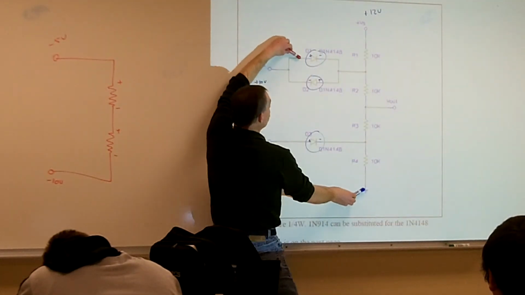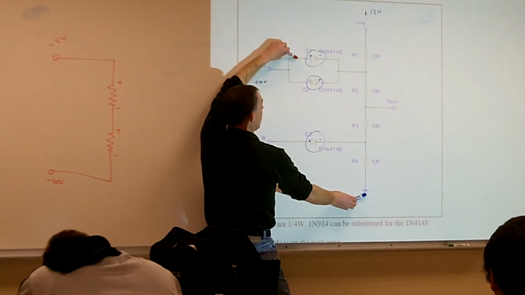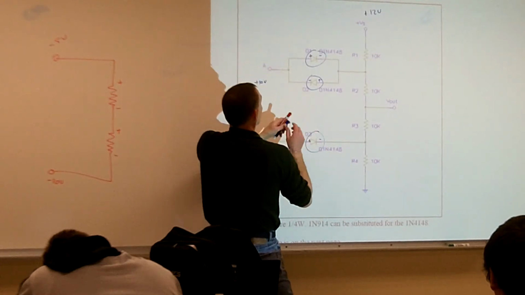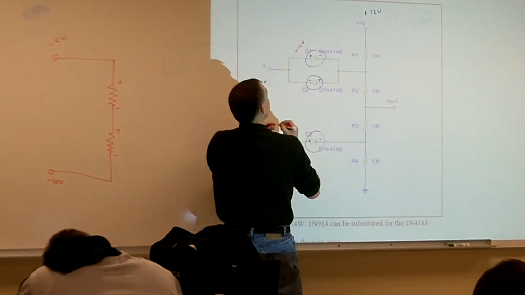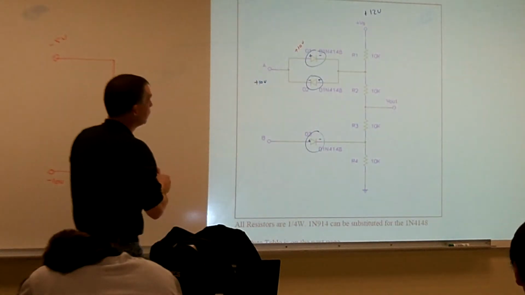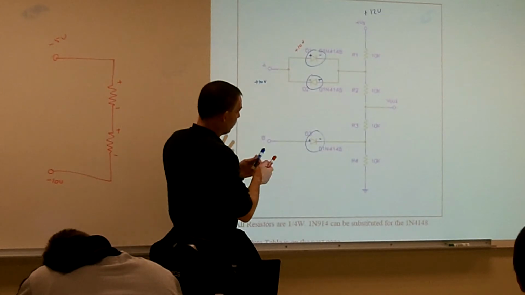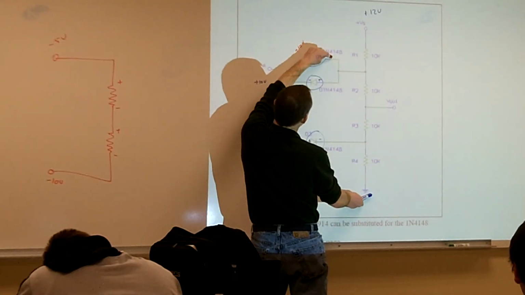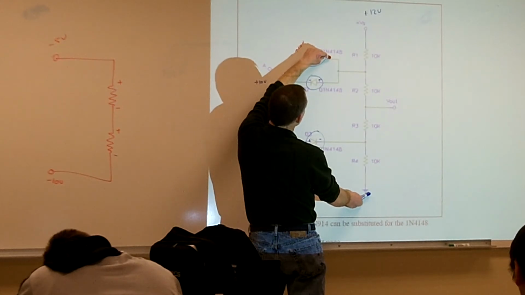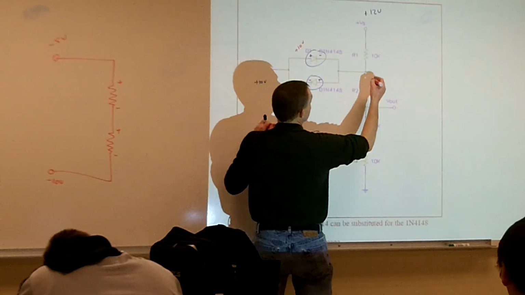So on my anode side, what am I going to have for soft voltage? Plus 10 volts. And don't forget your polarities, because that's going to make a big difference. Make sure you're saying your polarities. Okay, so that one's going to be 10 volts. And then what's my soft voltage on my cathode side then? Plus 9 volts.